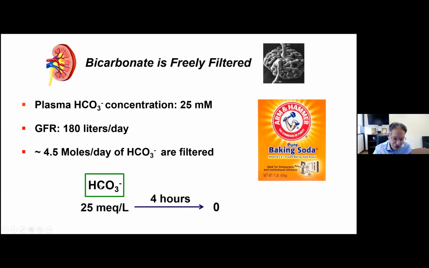And if that continued to occur with nothing else happening in the kidney, you would excrete all that in the urine in about 4 hours, and your blood bicarbonate would be 0. So clearly in mammals, this cannot be allowed to occur at all. And what has evolved is a set of complex, what I call molecular transport machinery, that allows the bicarbonate not to be excreted in the urine. And what we have are systems that reabsorb the bicarbonate.